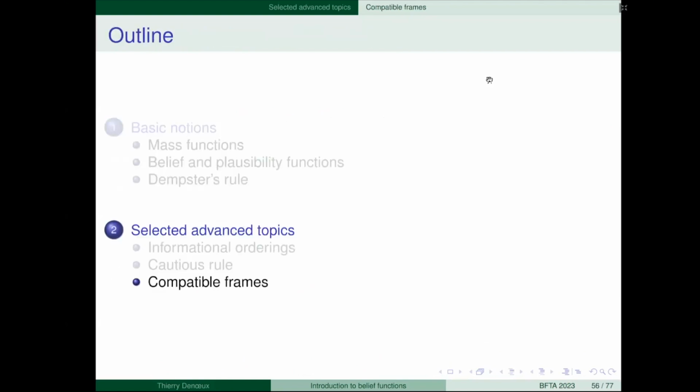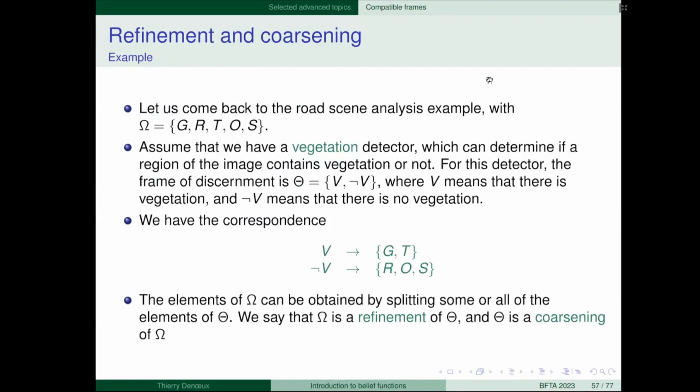I can skip the cautious rule because it's just a separate topic, but I cannot skip this part because it's really fundamental. In particular, Prakash will need this later in the next talk. So I come back to the road scene example. Remember that the set omega is this.